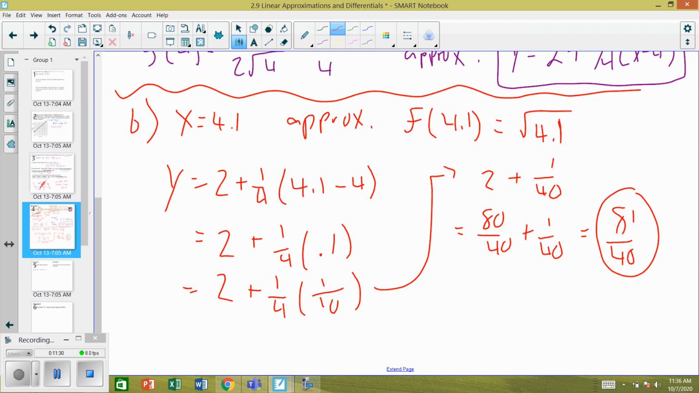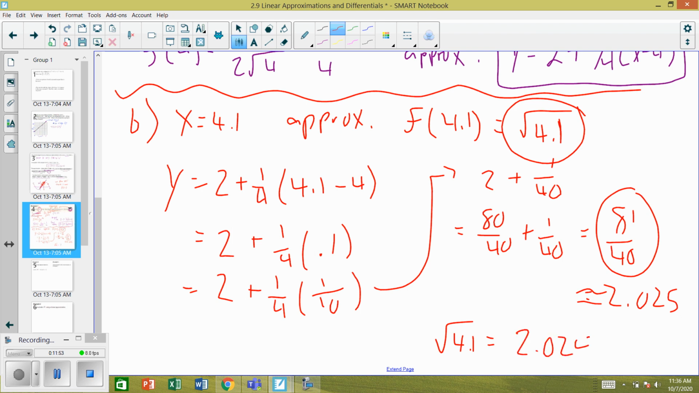Let's see. 81/40. Now let's actually bring our calculator into play here. 81/40 is the same thing as 2.025. So that's my approximation of the square root of 4.1. I'm curious what the square root of 4.1 is in my calculator. It's 2.0248, and so on. So you see that the linear approximation and the actual value of the square root of 4.1 are pretty close. And that's all this is, an approximation if we don't have a calculator.